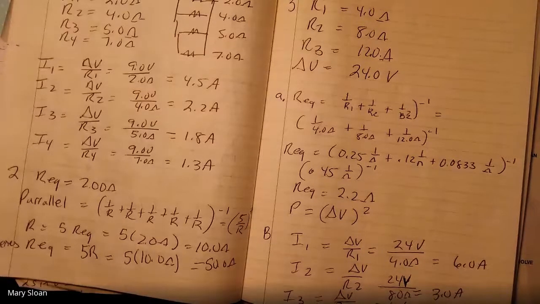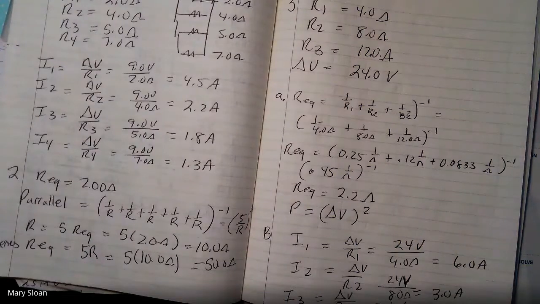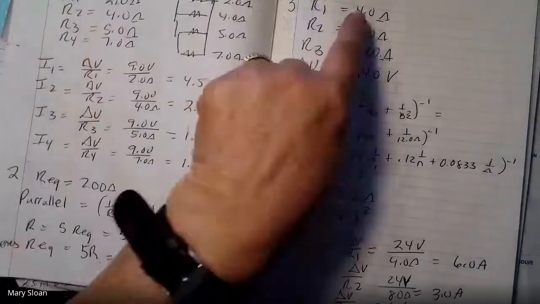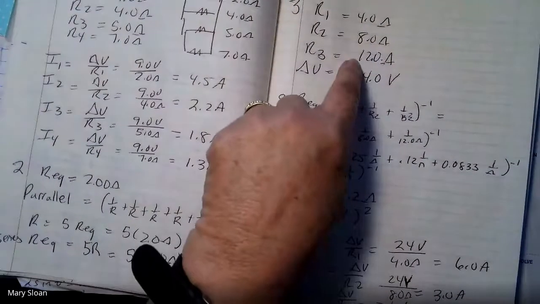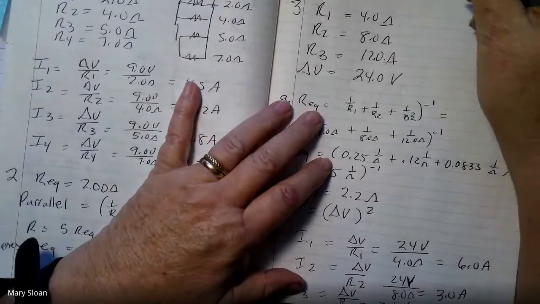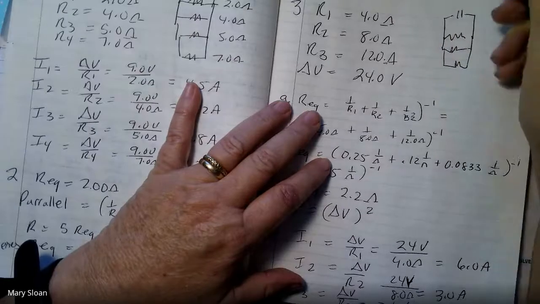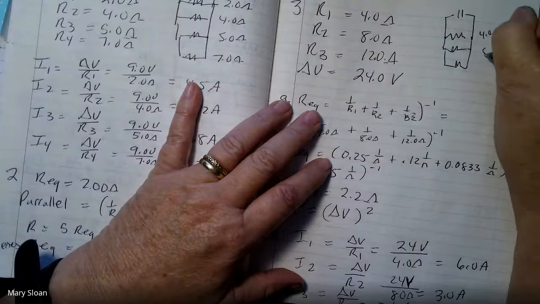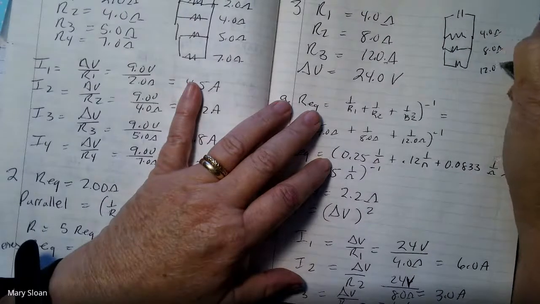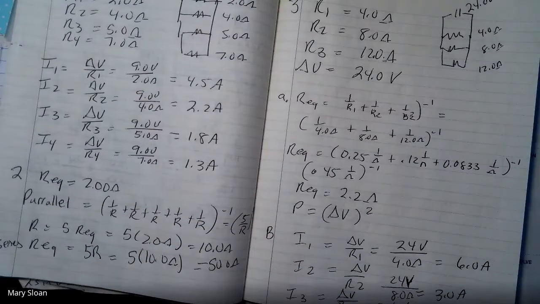All right, so for number 3, it says a 4.0 ohm resistor and an 8.0 ohm resistor and a 12.0 ohm resistor are connected in parallel across a battery. So it says that we have a 4.0 ohm resistor, an 8.0 ohm resistor, and a 12 ohm resistor, and a 24 volt battery. I'm going to draw mine because I forgot. So we have a 4.0 ohm, an 8.0 ohm, and a 12.0 ohm, and our battery this time is 24 volts, okay? A says, what is the equivalent resistance of the circuit and the total power dissipated by the resistors in the circuit?